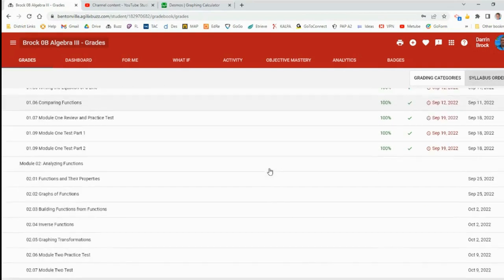So this week, we are starting Module 2. As you can see on our due dates over here in the grade screen, the first 2 lessons are due this week, 2.01, 2.02, functions and their properties and graphs of functions. So that's what we're looking at today, functions and their properties and graphs of functions. So let's go ahead and look at the lessons.